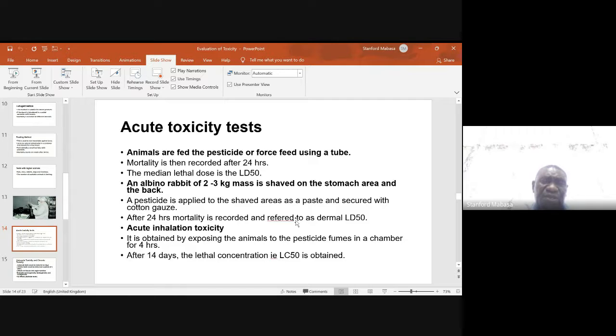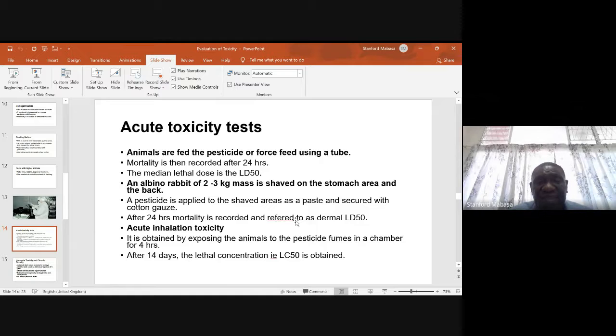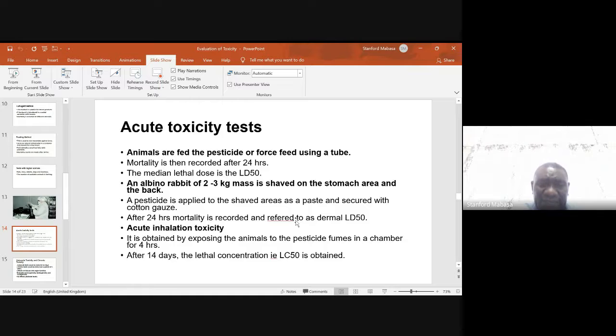So acute toxicity results from eating the pesticide. Then dermal LD50 is a result of being in contact with the pesticide via the skin. Then acute inhalation toxicity. This is now due to polluting the atmosphere.